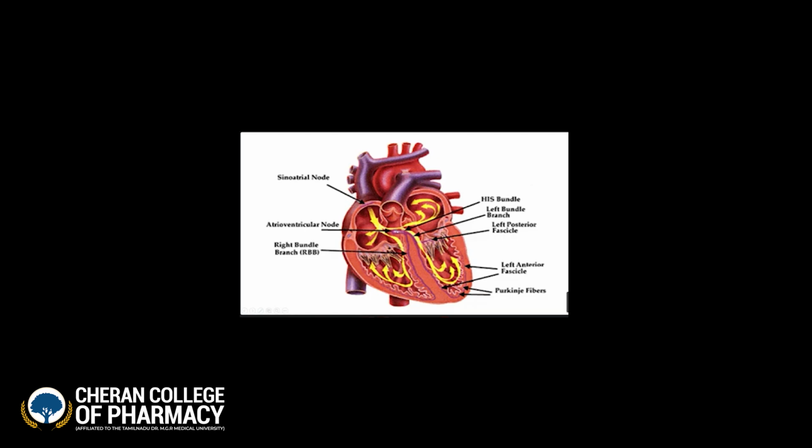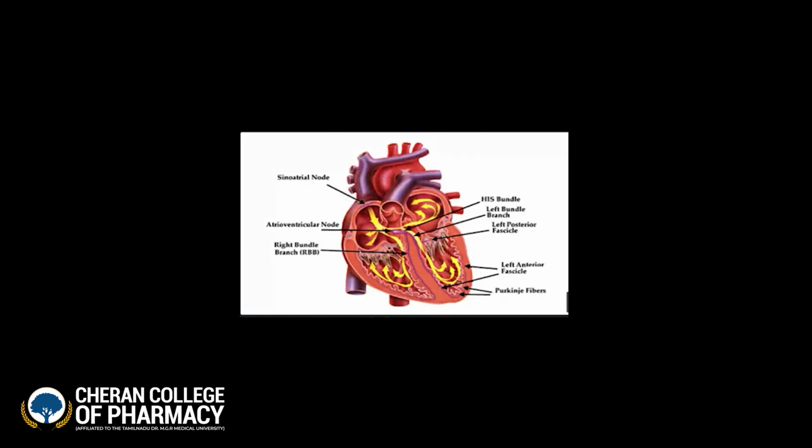Bundle branches are further subdivided into two parts: left bundle branch and right bundle branch. Further down, the left bundle branch is subdivided into left anterior fascicle and left posterior fascicle, and down to the Purkinje fibers. This is something new, as everyone has not heard about this. But this is something we have to know as we are studying ECG. The impulse is the main thing we are about to know, how it is getting generated.